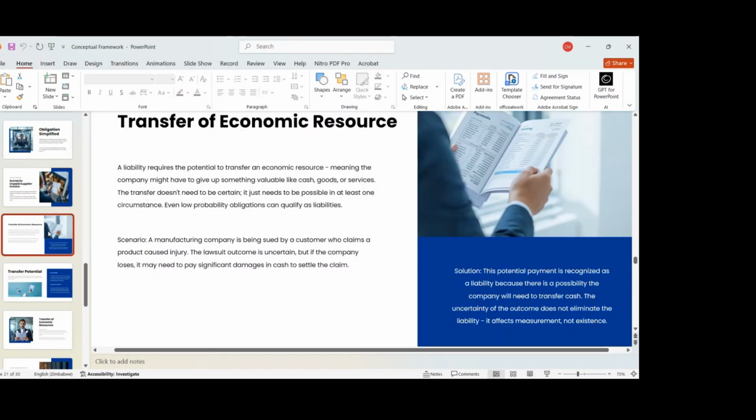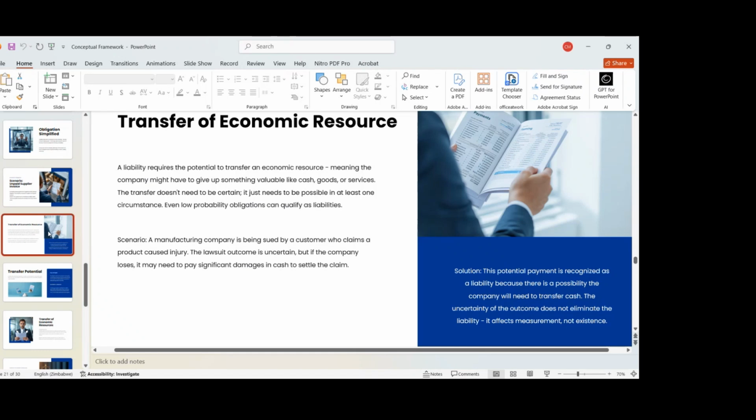That's an obligation. Then there is transfer of economic resource. A liability requires the potential to transfer an economic resource, meaning the company might have to give up something valuable like cash, goods or services. The transfer doesn't need to be certain. It just needs to be possible in at least one circumstance. Even low probability obligations can qualify as liabilities.